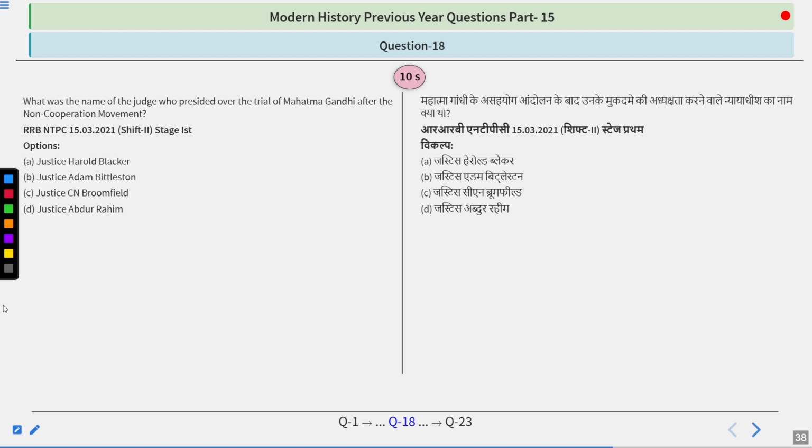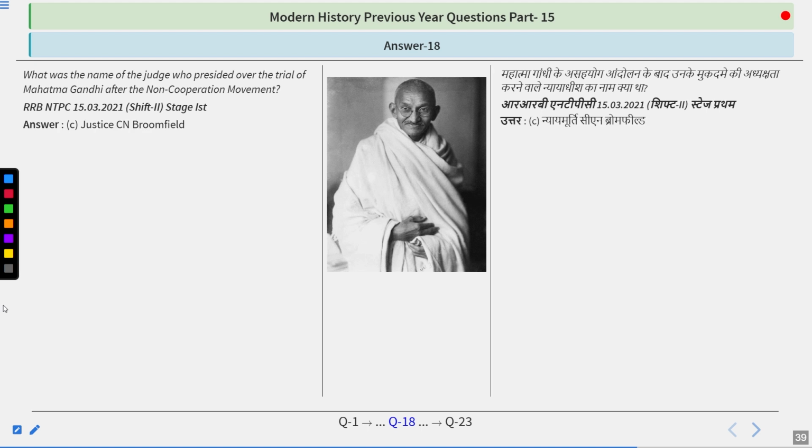What was the name of the judge who presided over the trial of Mahatma Gandhi after the non-cooperation movement? Justice Harold Blacker, Justice Adam Bittleston, Justice C.N. Bromfield, or Justice Abdur Rahim? Very important and moderate to high level question this is. Try to think about it. So I guess the answer you are thinking is right, because the answer is Justice C.N.